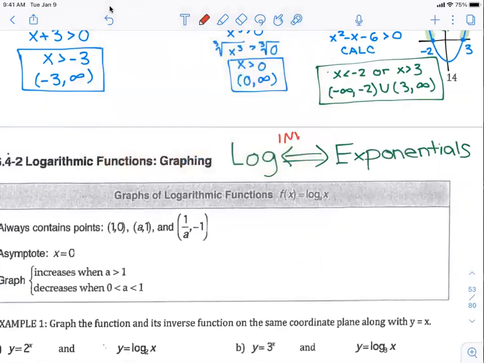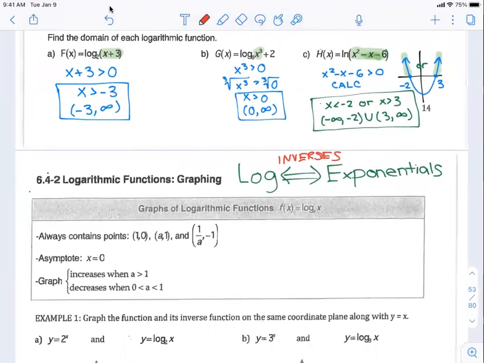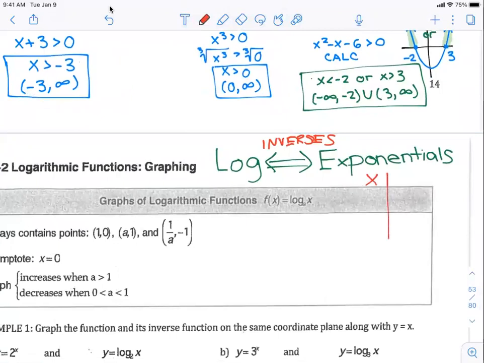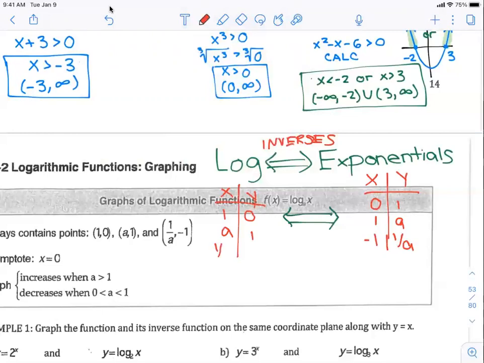Very important to remember that, because we talked about a set of 3 points if you are exponential. I asked for 3 points for you to memorize. It was 0, 1; 1, a; -1, 1 over a. Those were the 3 points. Well, because these are inverses, that means the domain and the range switch. So for the log, the 3 points that you have to memorize are the same as the exponentials, but the x and the y switch. So instead of 0, 1, it's 1, 0. Instead of 1, a, it's a, 1. And instead of -1, 1 over a, it's 1 over a, -1.